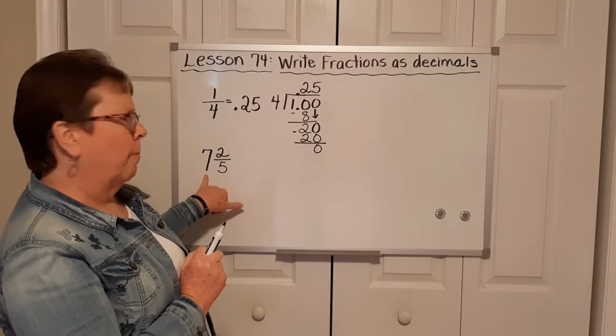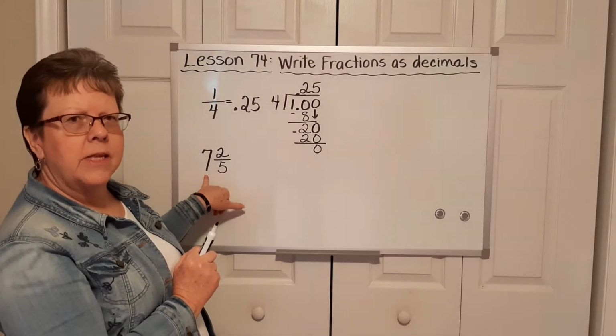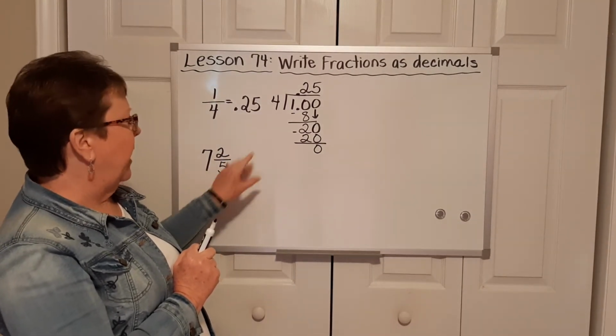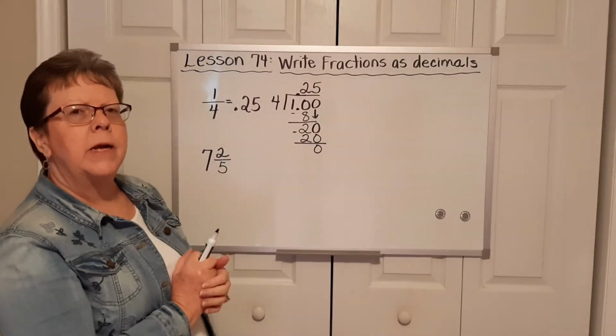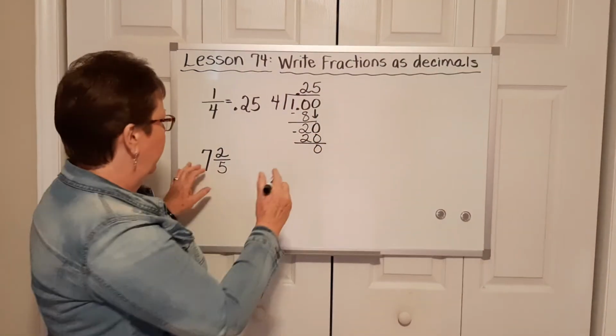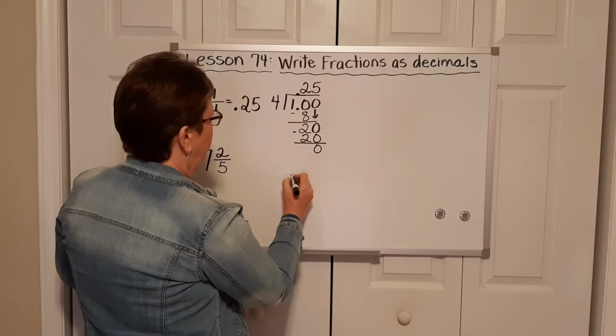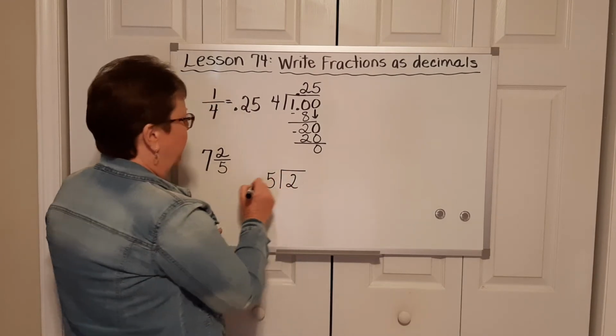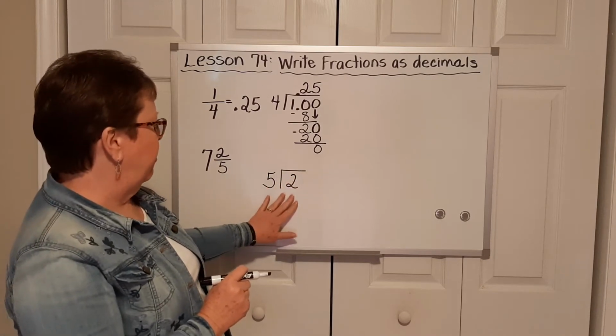Here we have a whole number, 7. Now that 7's going to stay the same, okay? But what we're going to do is we're going to take our 2/5 and do this same kind of a problem to make that into a decimal. Okay, so we have to do our 2 divided by our 5.